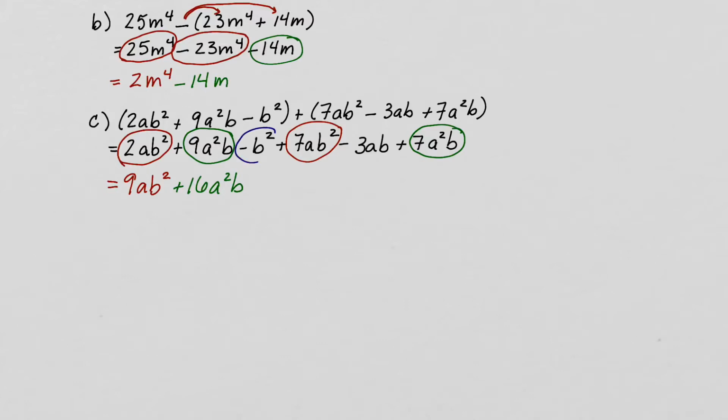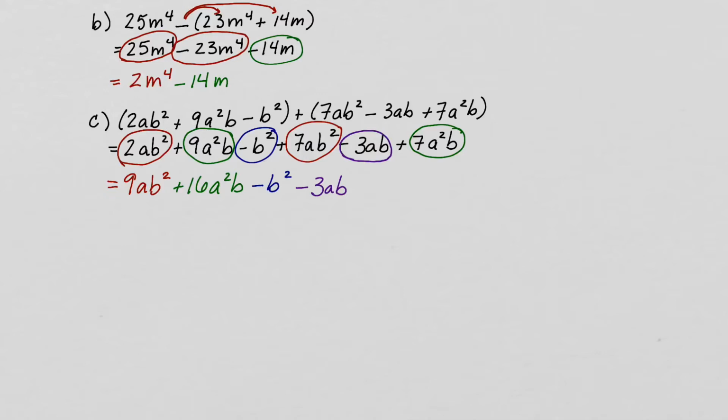If I look at this third piece, it's a b squared, but the only other thing that's left is this piece, and it doesn't have a b squared. So this is just going to be minus b squared. And then finally, this last piece is a minus 3ab, and there are no other ab terms, so it's just going to be minus 3ab. And then that's it. I cannot combine anything any further.